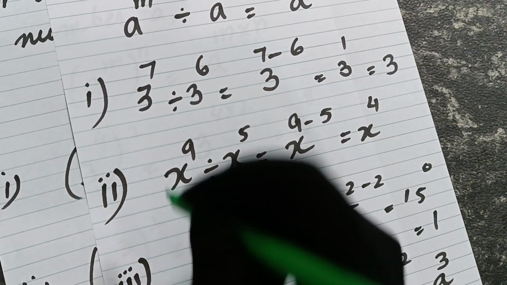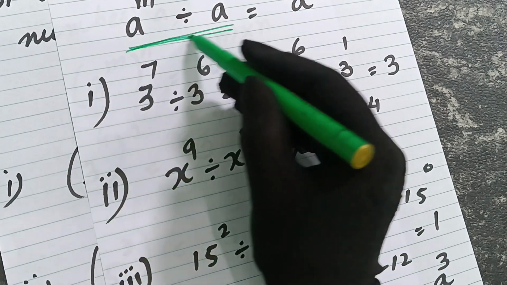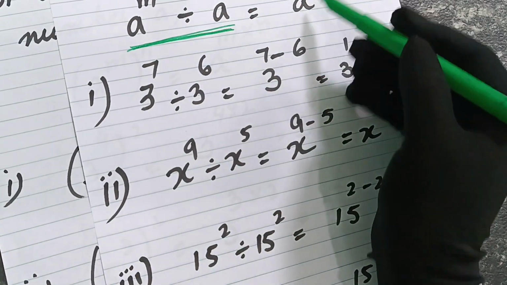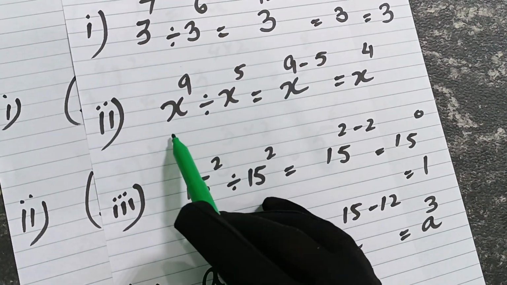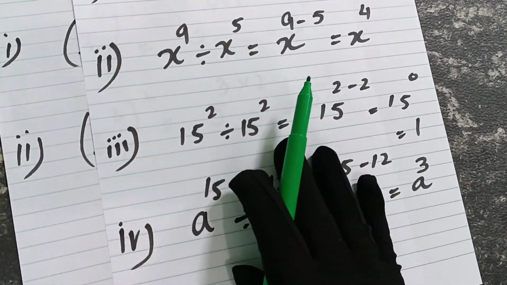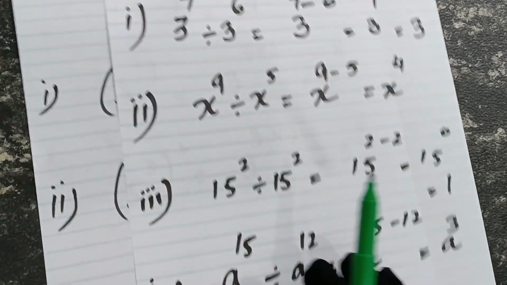Next law I explained: for a non-zero real number a, if the same bases are dividing, their exponents will be subtracted. Same base dividing, exponent subtract.